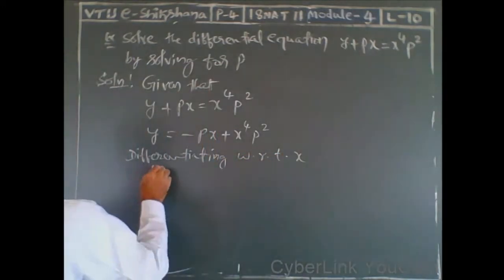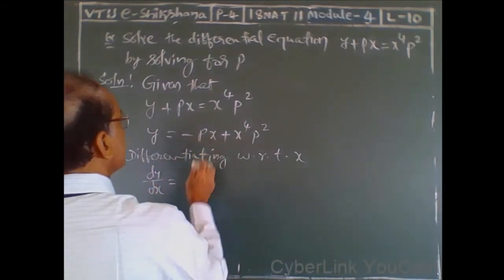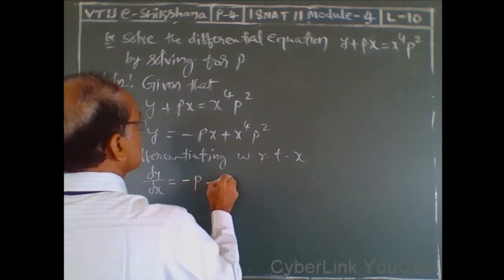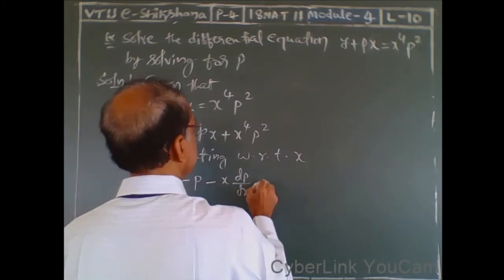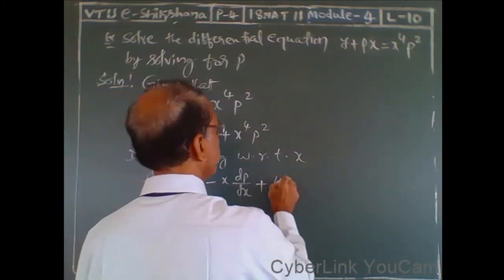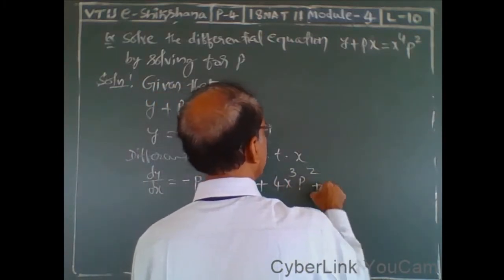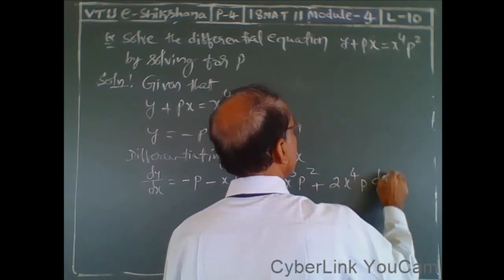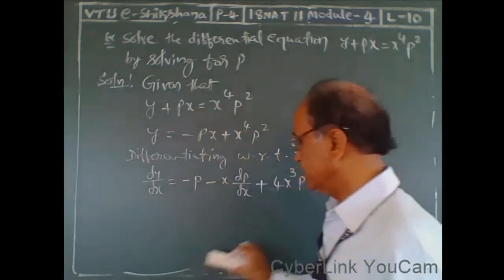Then dy by dx is equal to, here it is a product of two functions, minus p and minus of that is x into dp by dx. This is also a product of four times x cube that is p square plus 2 times x to the power of 4 p into dp by dx. This is one method.